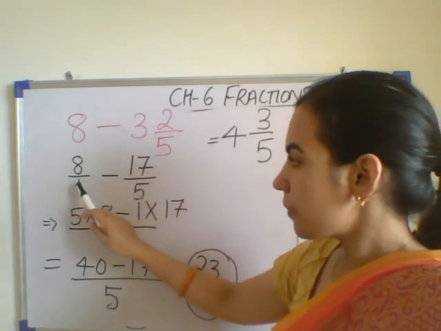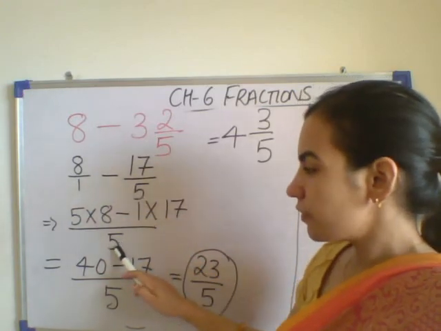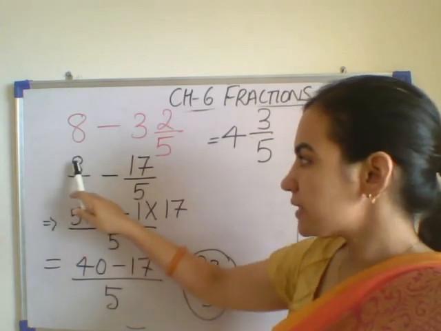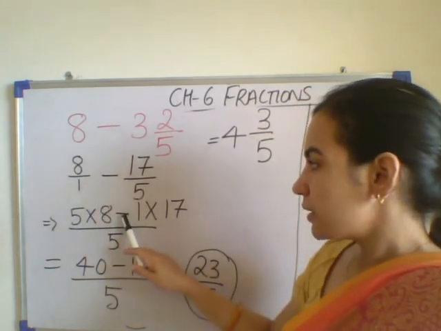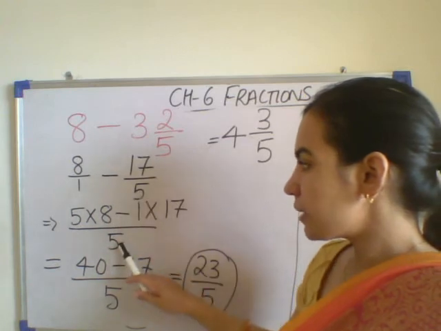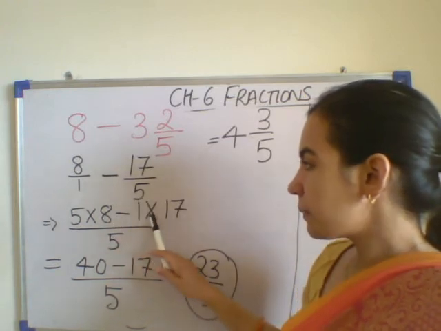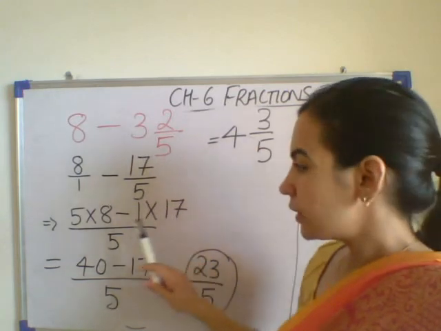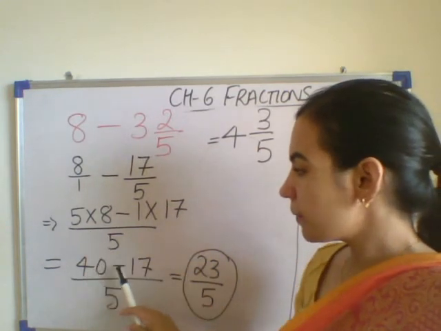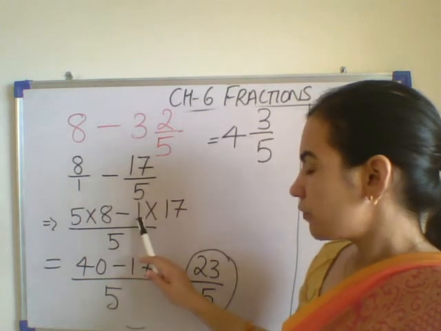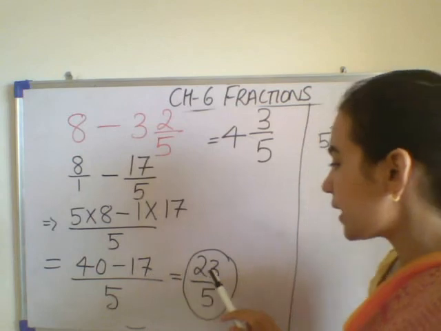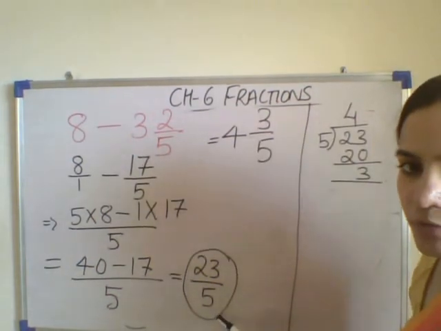Then find the LCM of 1 and 5. It is 5. 5 divided by 1 is 5. Multiply by this numerator 8. Sign of minus. 5 divided by 5 is 1. Multiply by this numerator, that is 17. Then 5 8s are 40 minus 1 multiplied by 17 is 17. So here the answer we get is 23 upon 5.